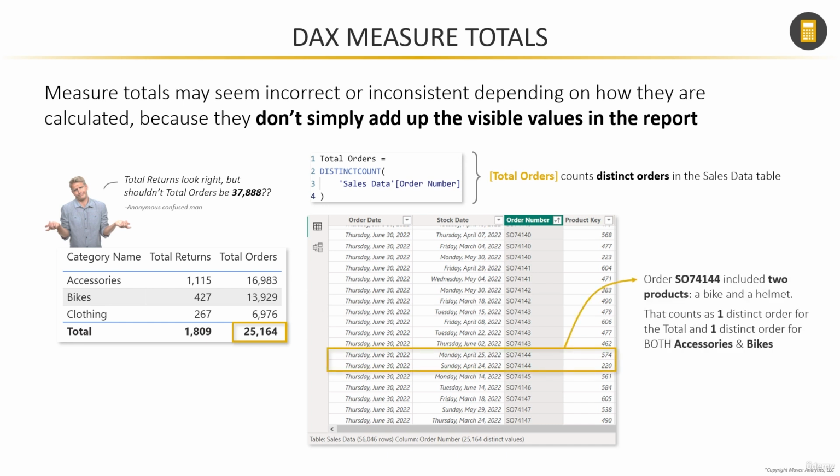So in this case, we're looking at order 74144. That order appears 2 times. This order took place on June 30th, and it actually contained 2 different products. This customer bought 1 quantity of product 574 and 1 quantity of product 220. And because we're calculating a distinct count, that only counts as 1 order number, even though it contained 2 different products.